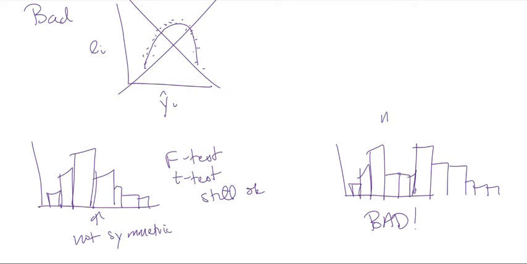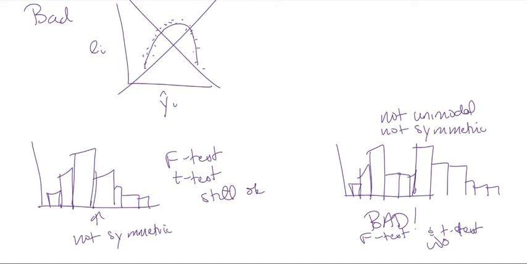So, not unimodal. This is not symmetric. So this is not a small departure from normality. This is a big problem, and the F test and the T test are going to be bad. They won't work. Your results are going to be questionable.